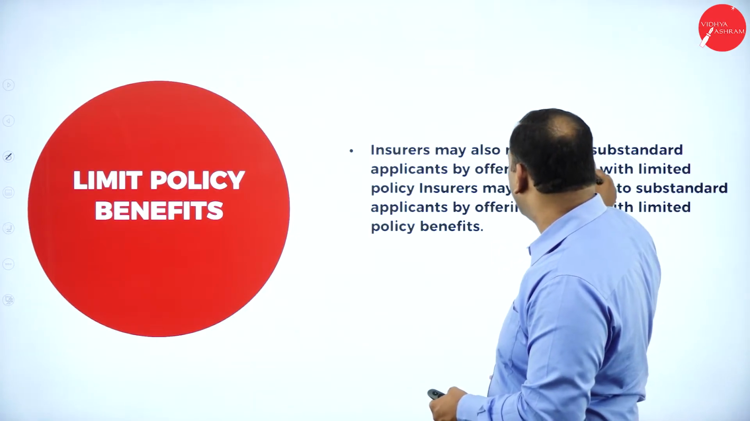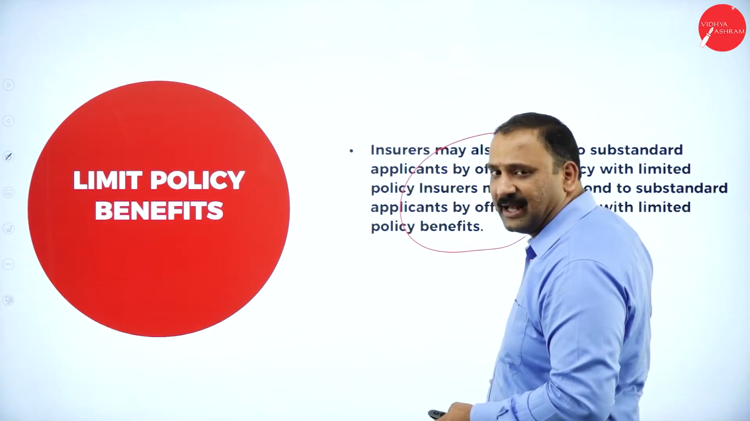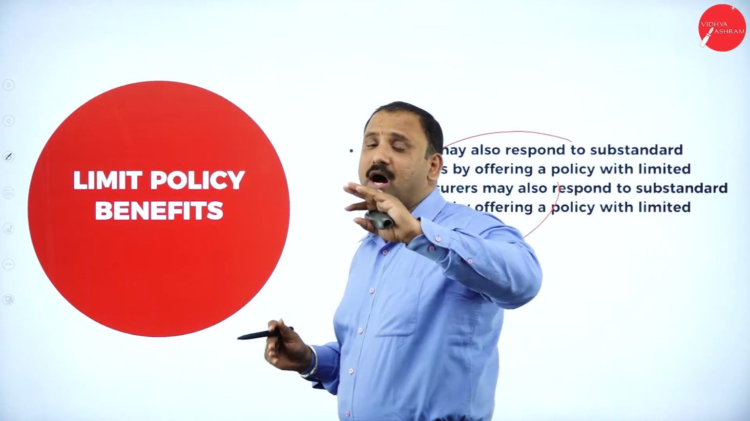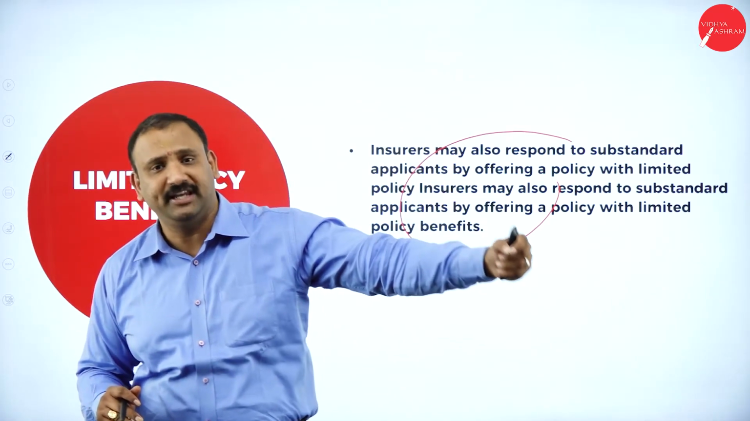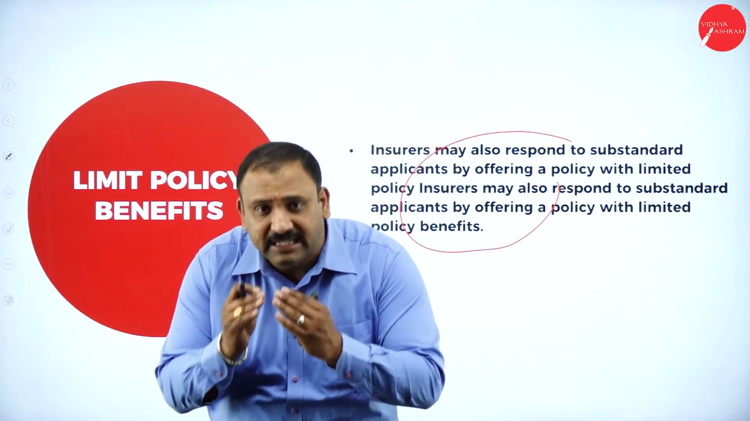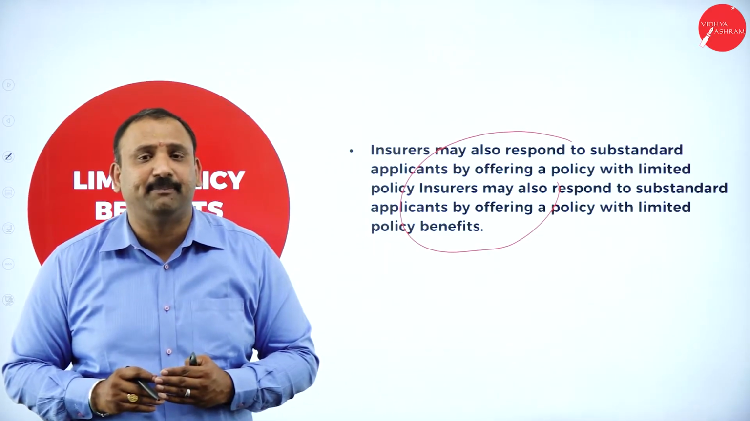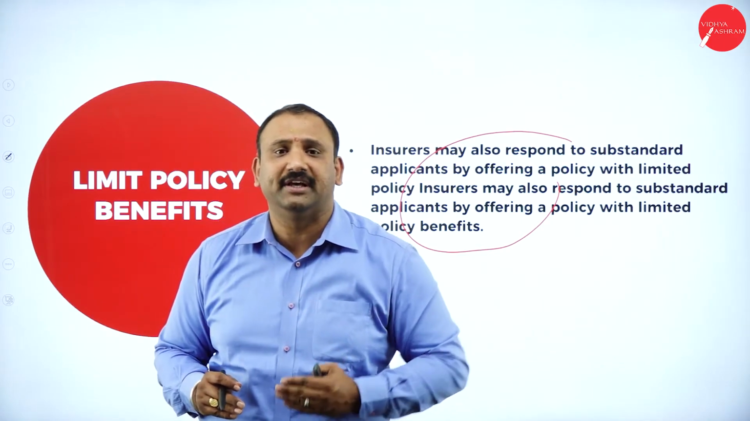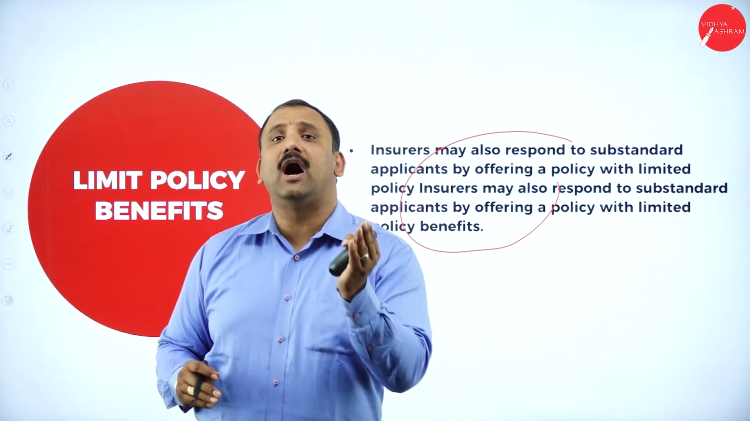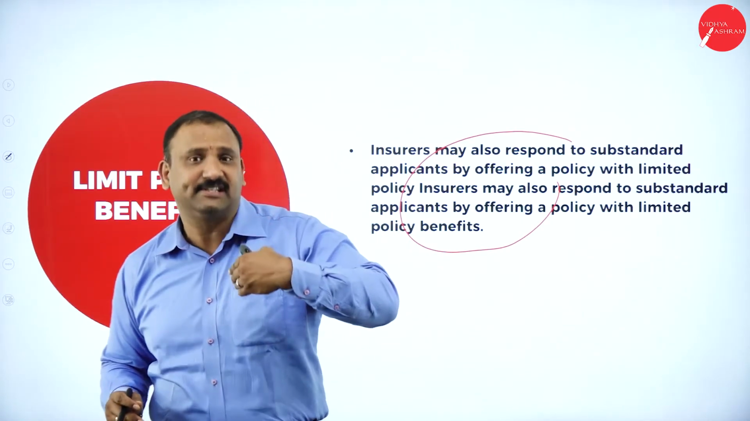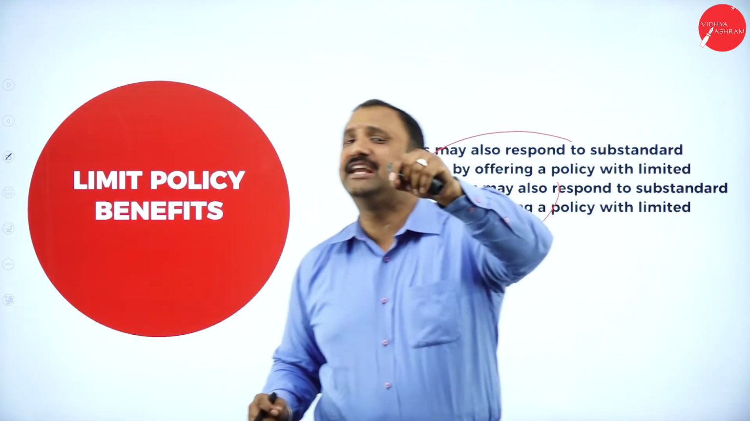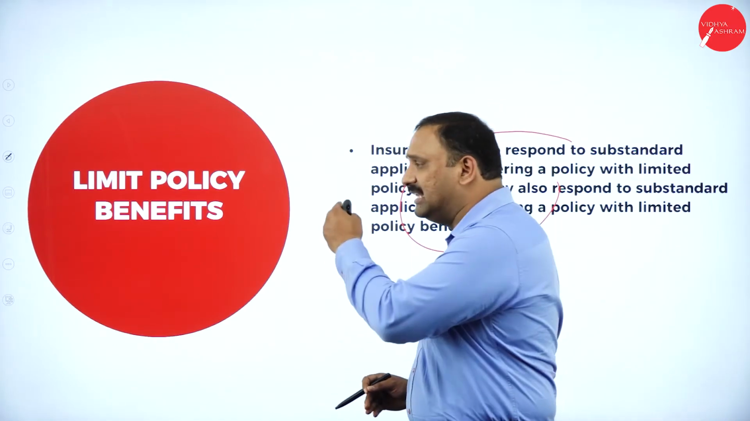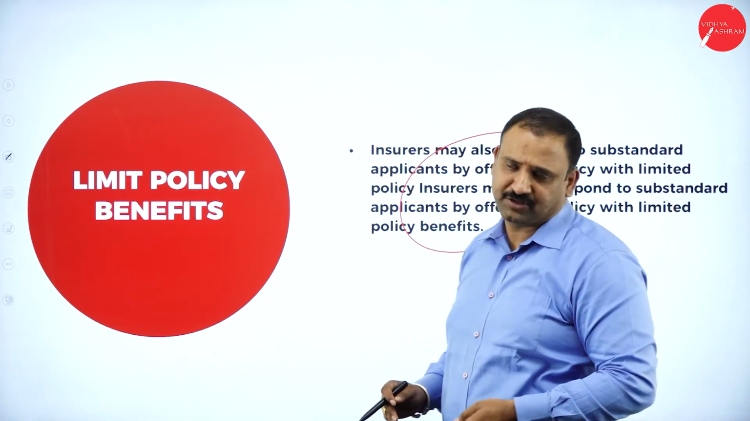Now, the insurer may also respond to substandard applicants by saying, sir, you are not eligible for all the benefits that are being issued by the insurance company. I will limit your benefits because I know that you are capable of being a higher risk factor to me. So I will give you only limited insurance coverage. That's why I will limit the policy benefits for you.